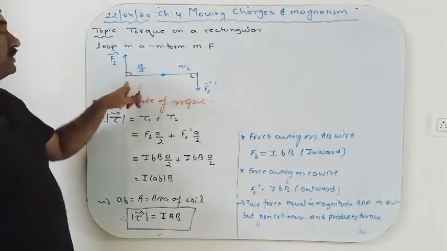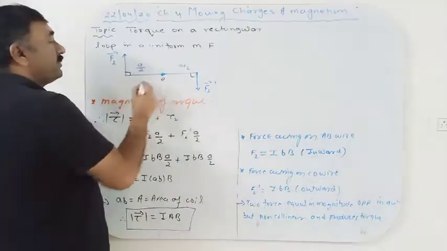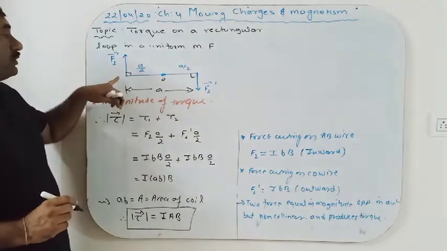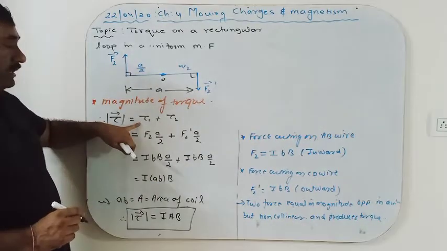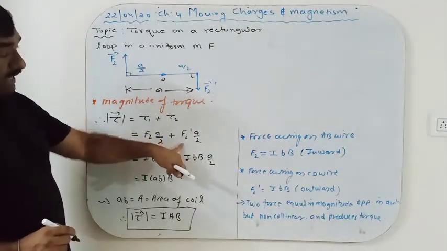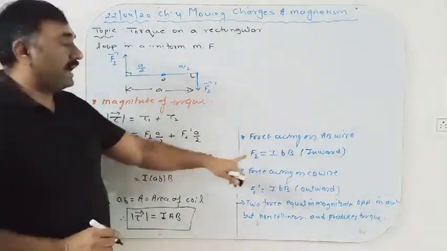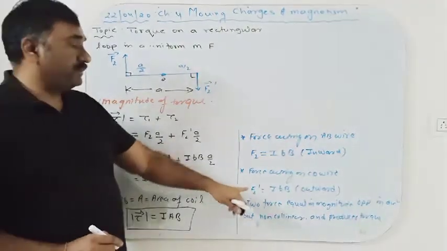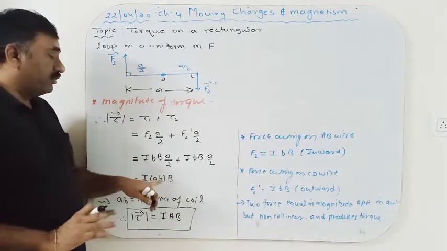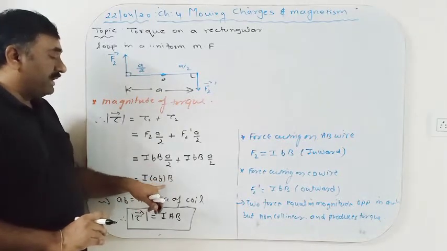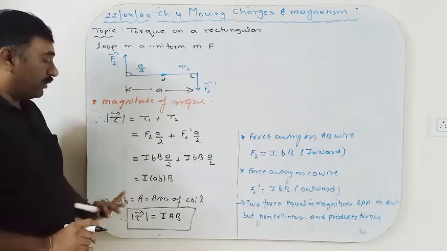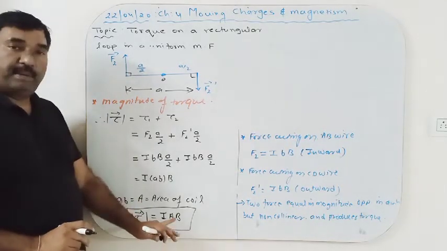Again, suppose this is the midpoint, the entire length is A. In the first part the torque is tau1, in the second part the torque is tau2: F2 times A by 2 plus F2 dash times A by 2. F2 is IBB and F2 dash is also IBB, and we consider their values. So A by 2 plus A by 2 becomes A, giving IABB. The area of a rectangular coil is A into B. So tau is equal to IAB.